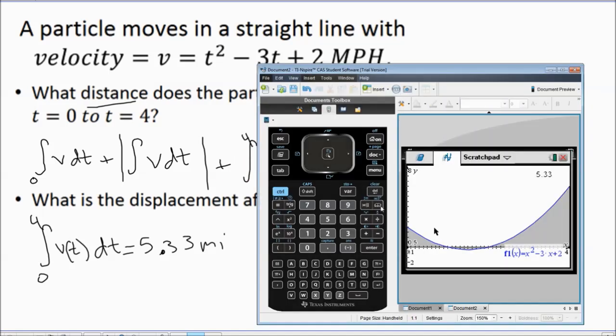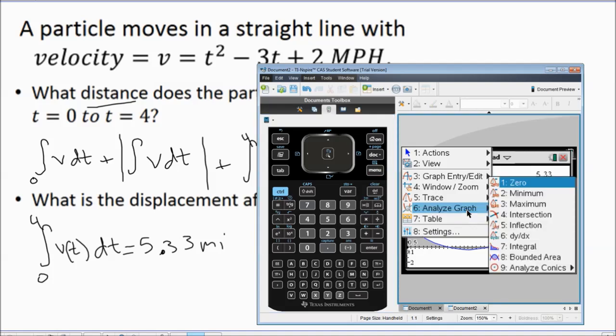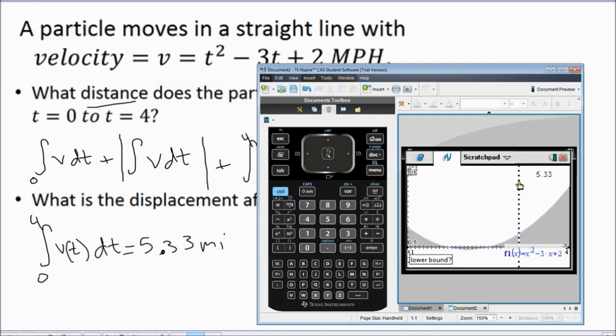Okay, so what I need to know then is what is this value right here. And it'd be nice if I could hover like in Desmos and it would tell me. The TI Nspire is not that kind though. So what we're going to have to do is go into the menu and go down to Analyze Graph. And what is it that I want to know? Those are zeros. So I'd really like to know that zero.